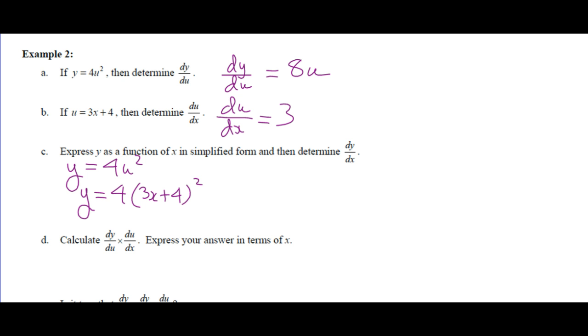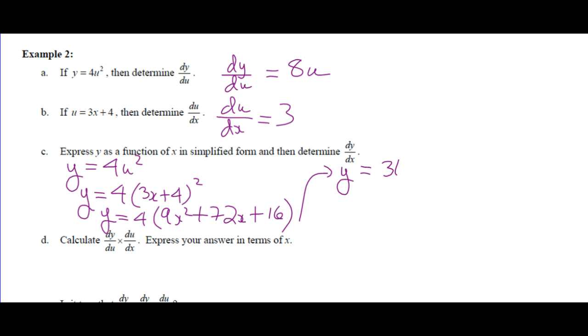squared. And we can kind of simplify that, right? We can just multiply it out. So what do we got? 4 times, what do we got? 9x squared plus 72x plus 16. So what do we got? 36x squared plus, what, 288? Yeah, 288x plus 16.